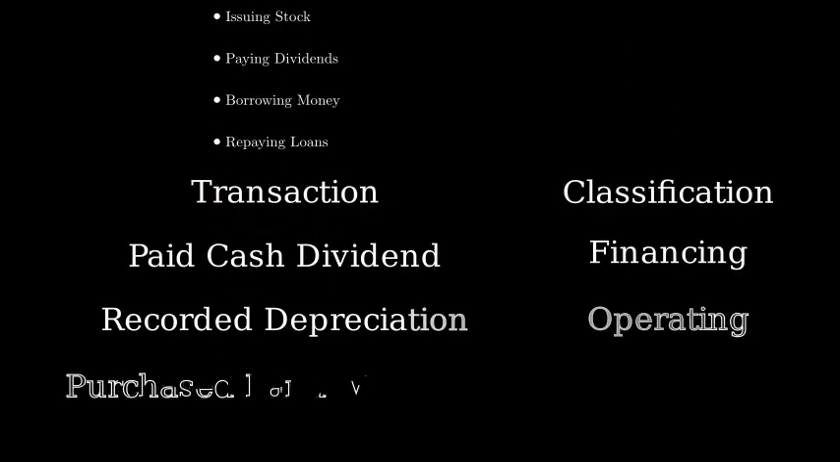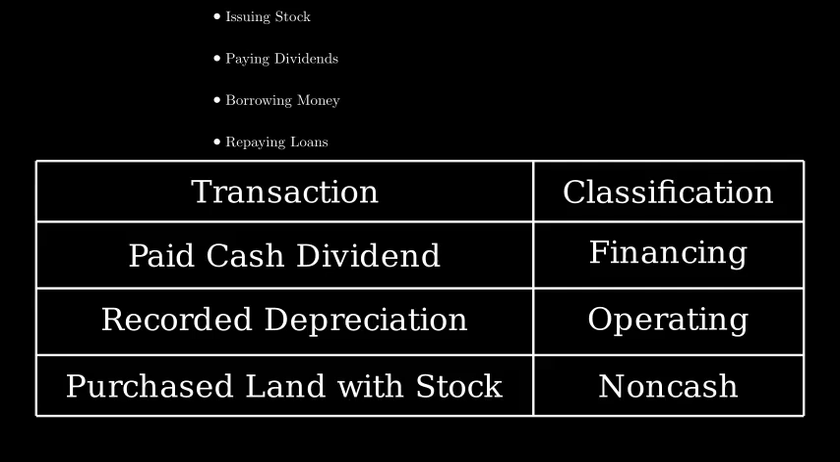Let's look at some specific transactions and their proper classification. For example, when we declare and pay a cash dividend, this is a financing activity. Recording depreciation expense is an operating activity adjustment. If we purchase land by issuing common stock, this is a non-cash investing and financing activity.